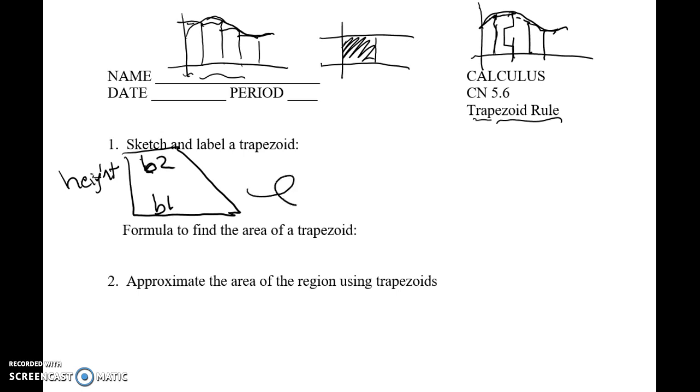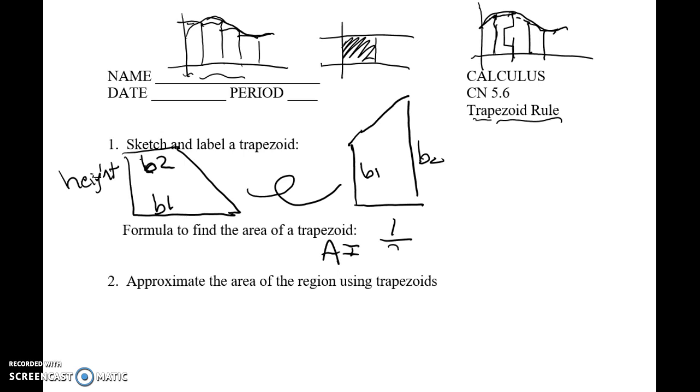For our purposes, though, the height is going to be along the bottom, kind of like a base, and B1 will be on one side, and B2 will be on the other side. Now, the area of a trapezoid is similar to the area of a rectangle, which is base times height, except the bases are different, so we're averaging them together. We're going to add B1 plus B2, multiply by a half, and then multiply by the height.